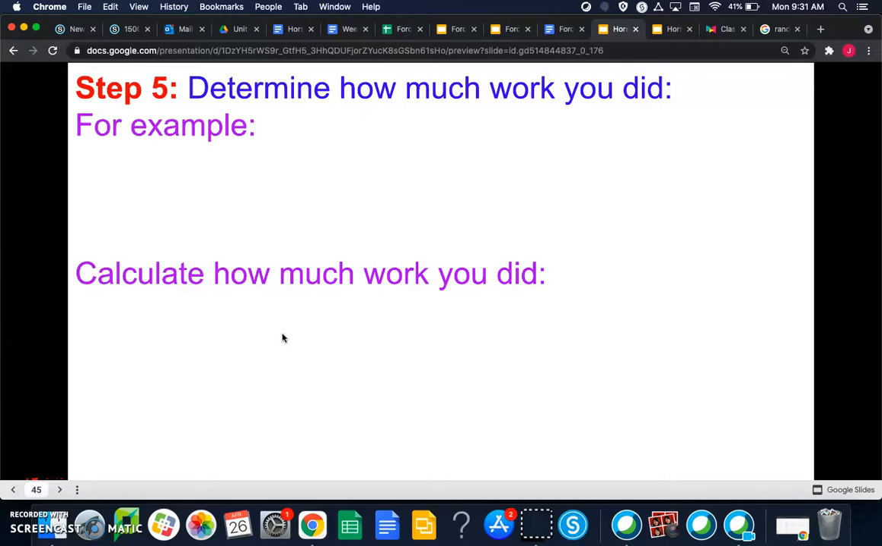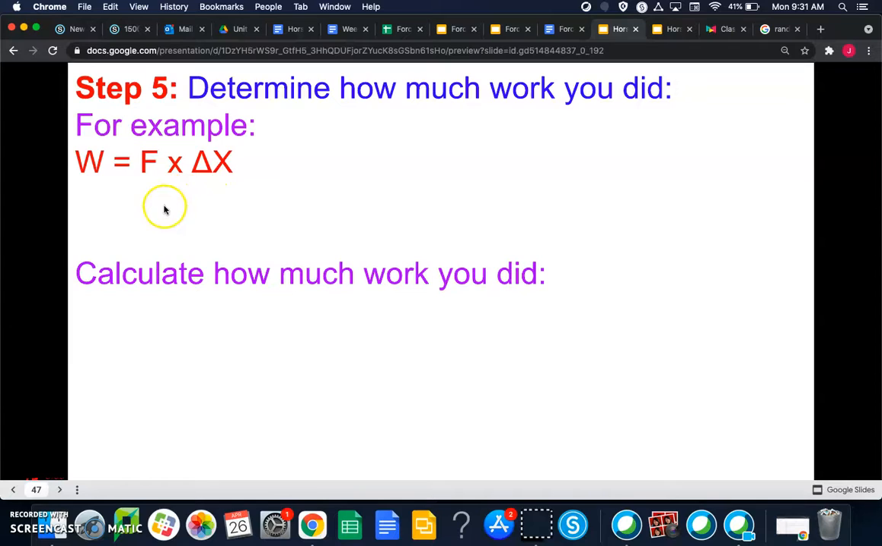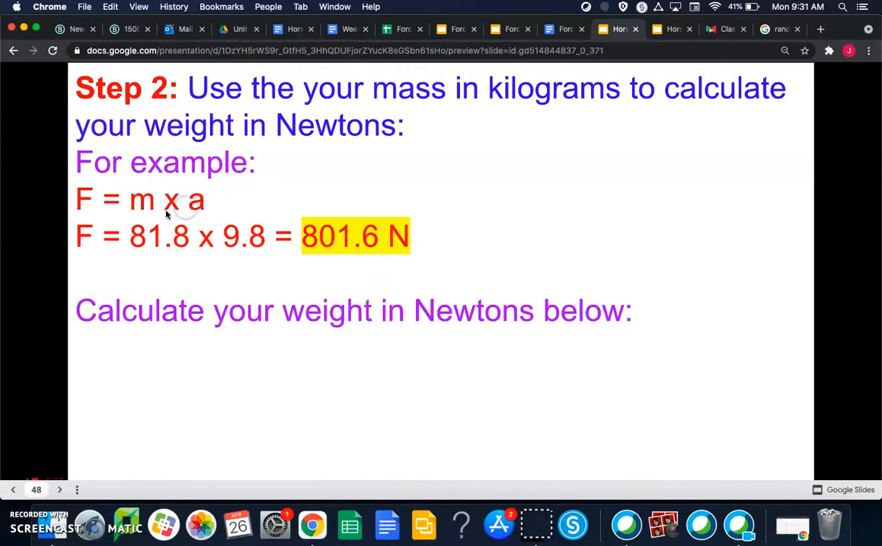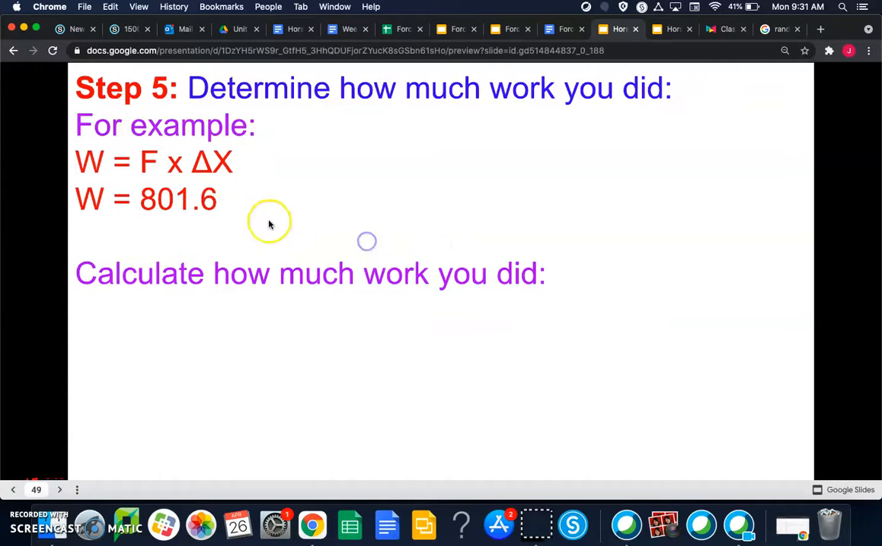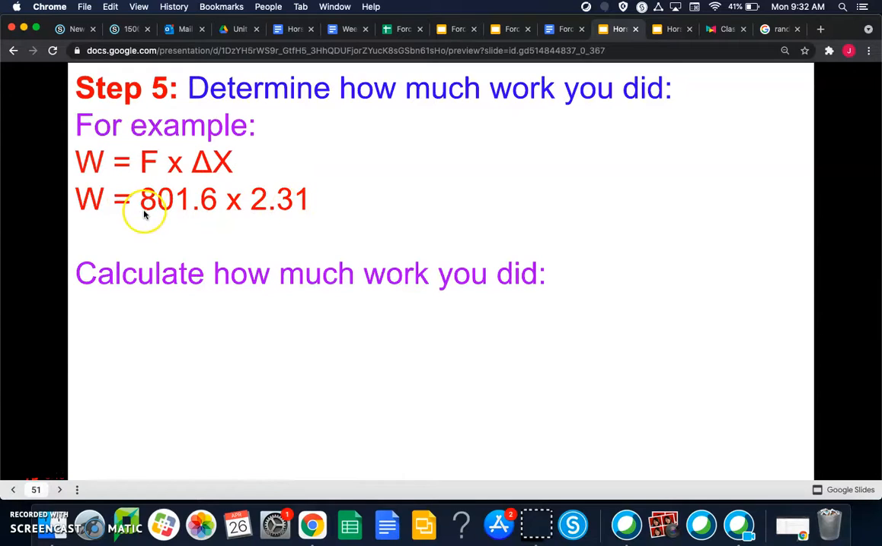Okay, step 4, you're going to determine how much work you did. And so we first need our work formula. Work equals force times change in position. So we'll write down that formula, and then we're going to put in for our force 801.6 newtons. That's the answer to step 2. So take your answer to step 2, put that in for the force. And then we're going to take our answer from step 4, and we're going to put that in for the change in position. So this number is your answer to step 2. This number is your answer from step 4. And then we're going to multiply those values together to get the work: 1851.7 joules.